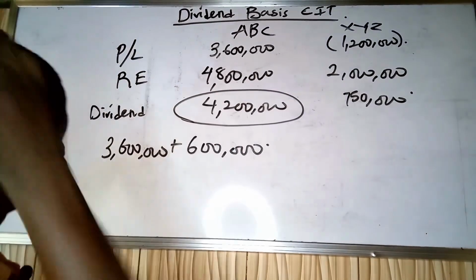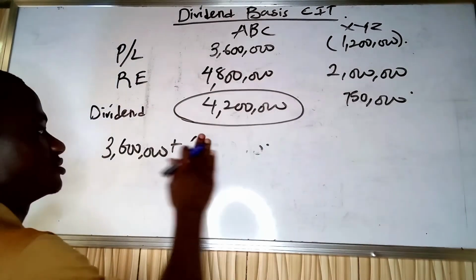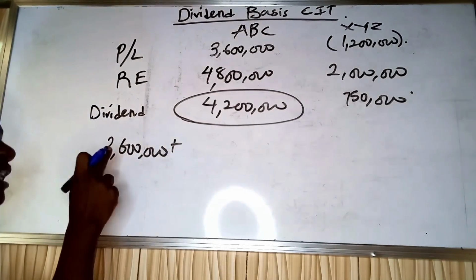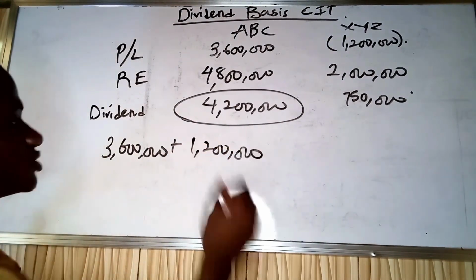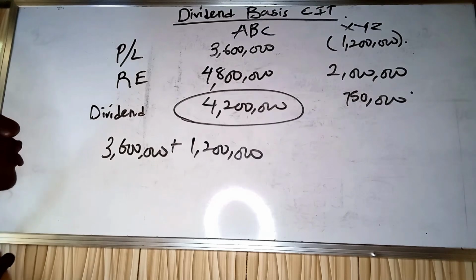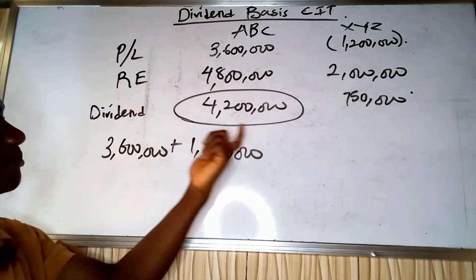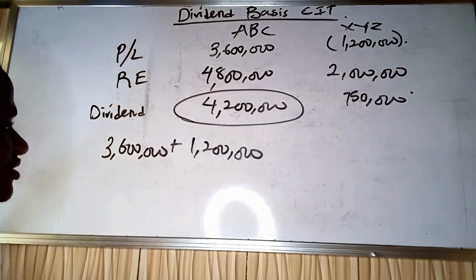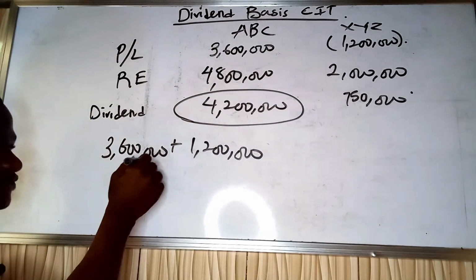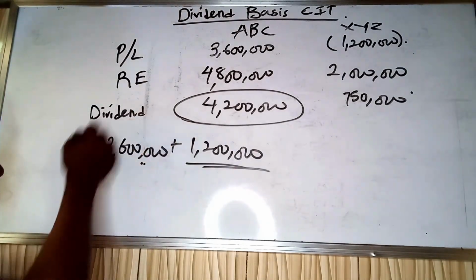So you agree with me that the extra amount that ABC is adding to their profit to pay the dividend is 1.2 million naira, not 600,000. So this is their profit, and they only pick 1.2 million from their retained earnings to be able to pay their dividend. Definitely what we want to tax is their profit. We don't have anything to do with their dividend. So we apply tax on 3.6 million naira.